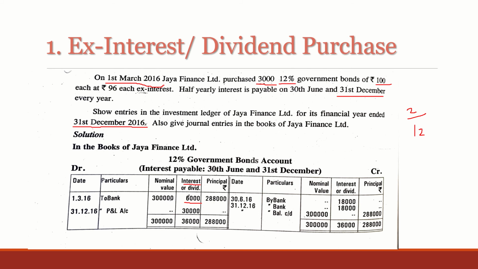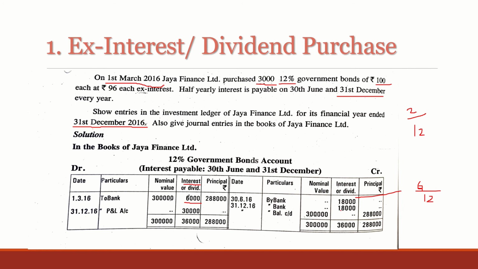Fine. Then half yearly interest is payable on 30th June, so we'll record it as by bank 18,000. How does the calculation come? 3 lakh into 12% into 6 by 12. And again, the next interest is due on 31st December 2016. Again the same calculation, 3 lakh into 12% into 6 by 12, so again we get 18,000.